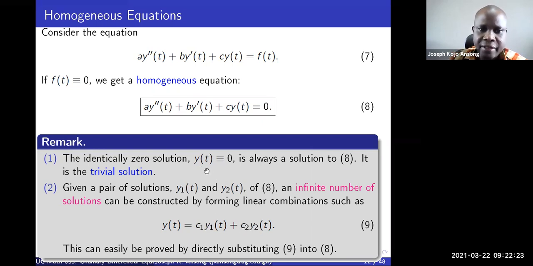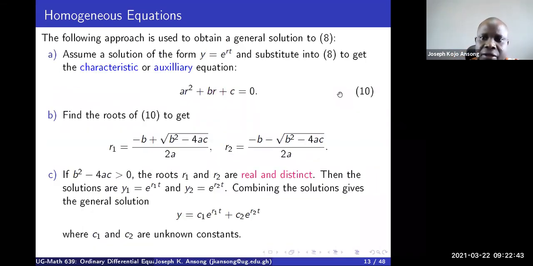The fact that y equals 0 is always a solution of this, and the fact that you can always form a linear combination, whenever you have two solutions, gives you what is called a general solution for the homogeneous equation. That will be the general solution for it. So quickly, how do you solve a homogeneous equation?